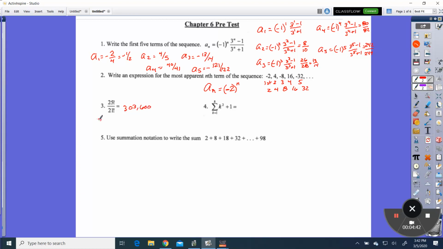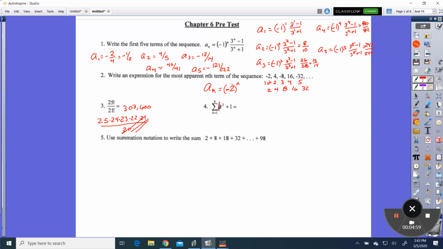So this is 303,600. The other way is to realize all the 20, so this is 25 times 24 times 23 times 22 times 21 and so forth. And on the bottom it's 21 on down. So all those cancel off and you just have 25 times 24 times 23 times 22. So that's one way to do that one.